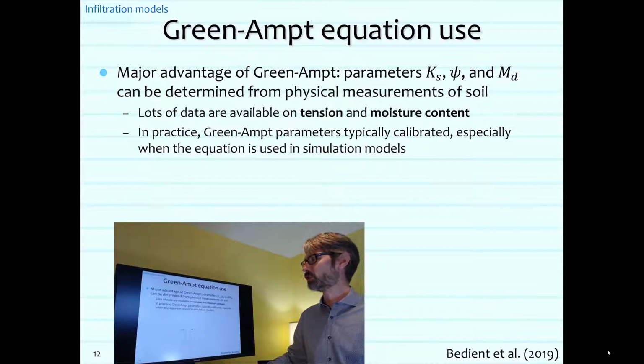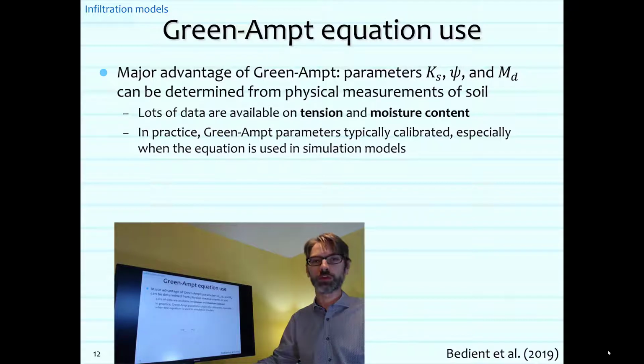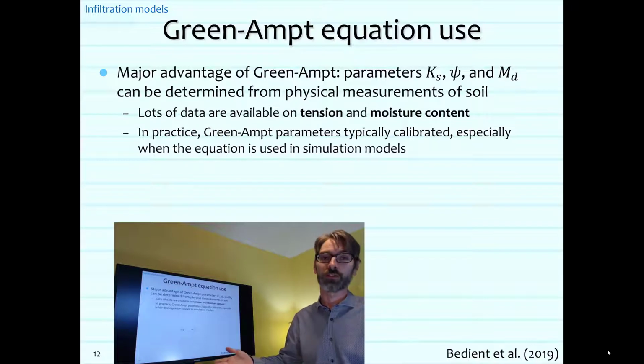Now, a major advantage of the Green and Ampt model is that the parameters Ks, psi, and the moisture deficit, Md, can be determined from physical measurements of soil. There are lots of data available on tension and moisture content, so we can just look those up. And in practice, the Green and Ampt parameters are typically calibrated, especially where the equation is used in simulation models. So we would test our soil first, decide which parameter values give us results that match our field data, and then simulate from there.